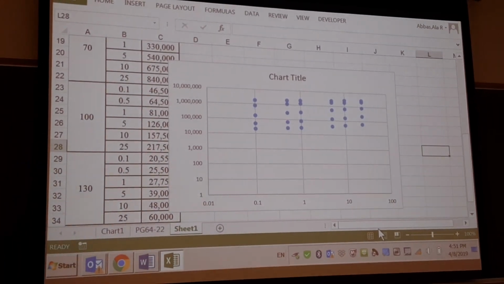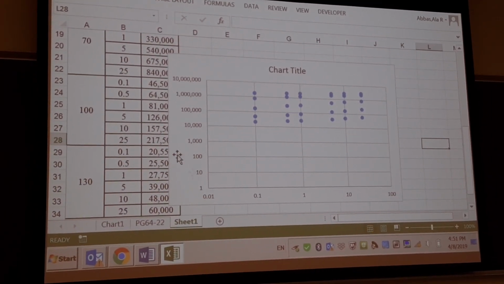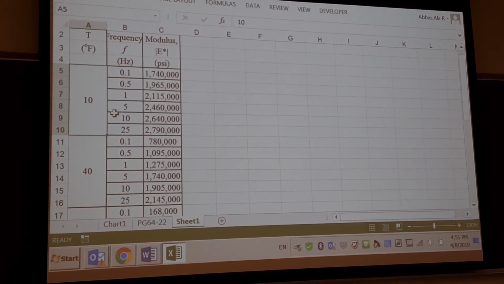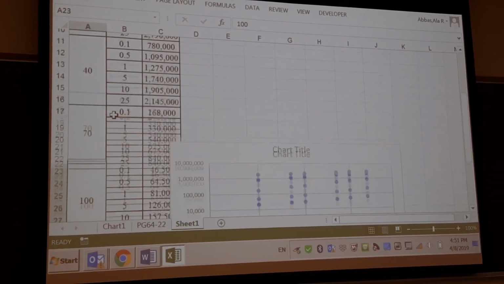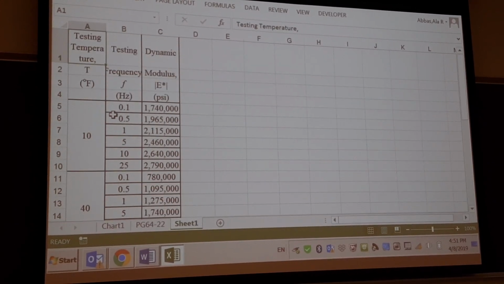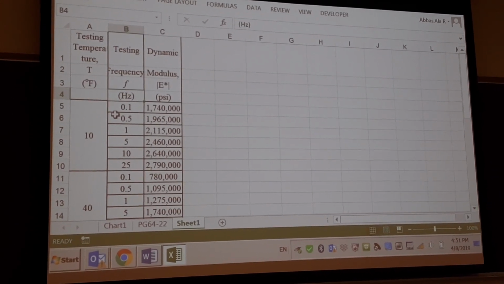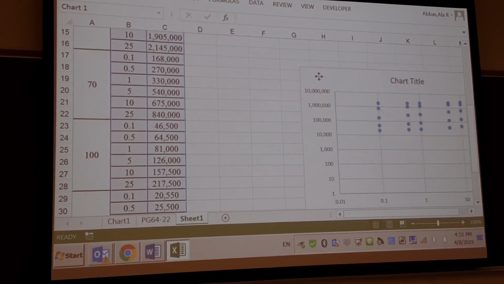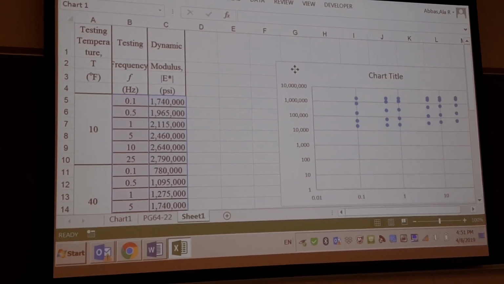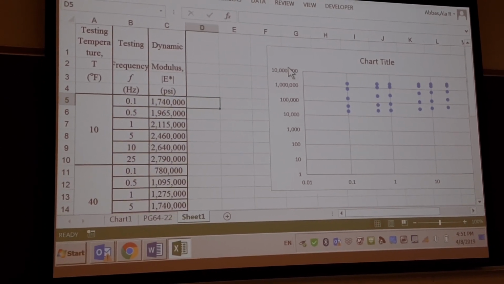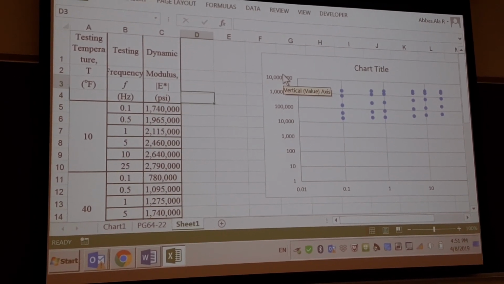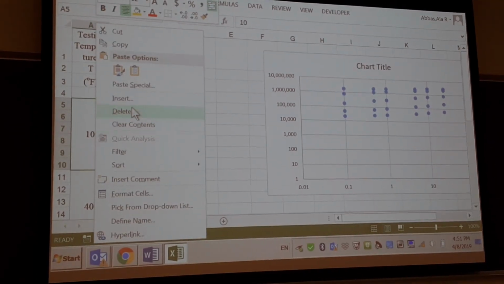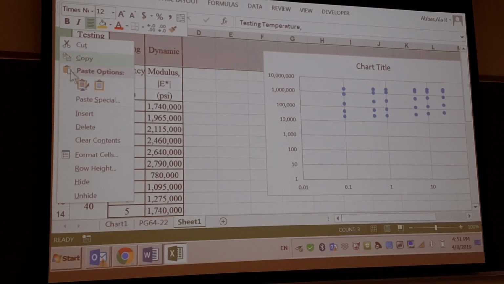Okay? So now if we look at the temperatures that we have in here, you can see that we're dealing with 10 Fahrenheit, 40 Fahrenheit, 70, 100, and 130. Okay, that's again the testing temperature. So what we're going to do is use a shift factor so that we can shift the data from the other temperatures to the temperature of 70 Fahrenheit.